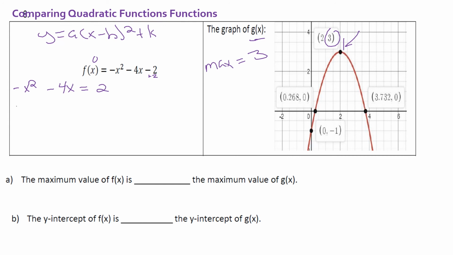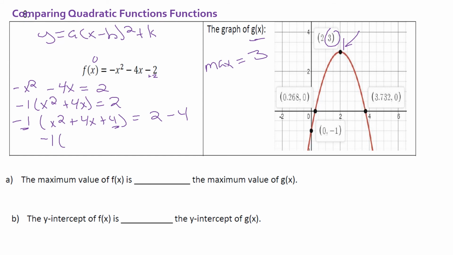I'm going to factor out a negative 1. So that's x squared plus 4x equals 2. Then I want to complete the square. So I take half of 4 and raise it to the second power, which would be 4. Bring down my 2. So I have to add the equivalent. So 4 times negative 1 is negative 4.